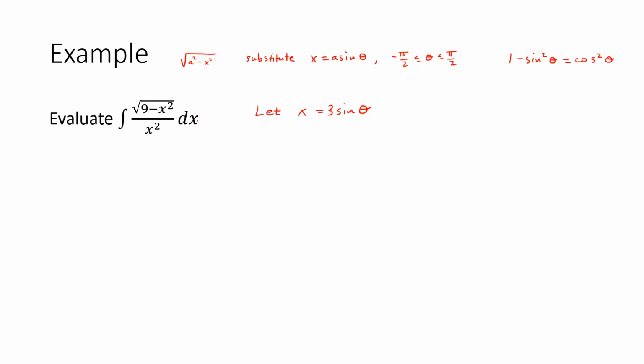But keep in mind, we also have to substitute dx. So taking the derivative of 3 sine theta, we get 3 cosine theta d theta. Okay, so we have 3 sine theta that's going to go in for x here and here. And then we also have 3 cosine theta d theta going in for dx here. So we're going to replace all three of those things with our substitutions that we've mapped out over here.